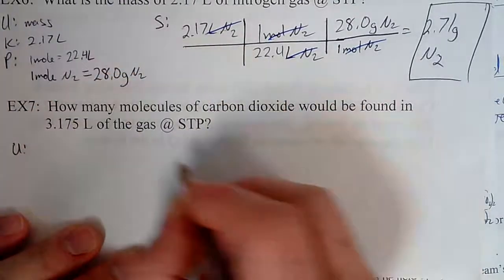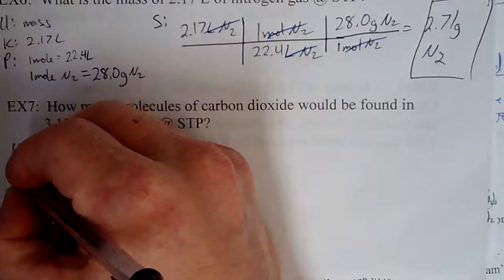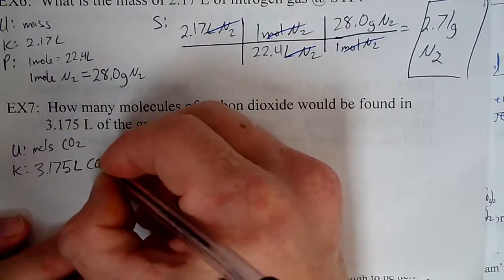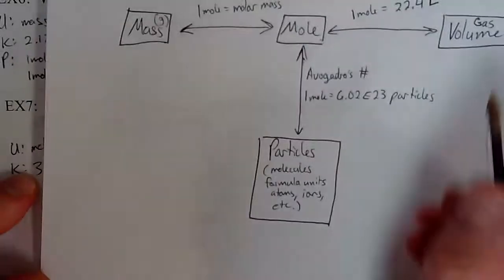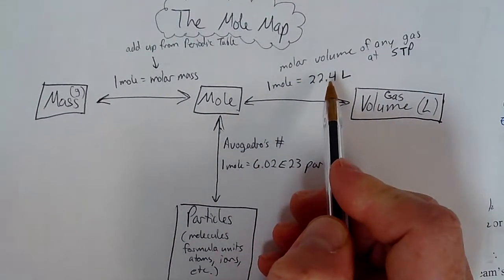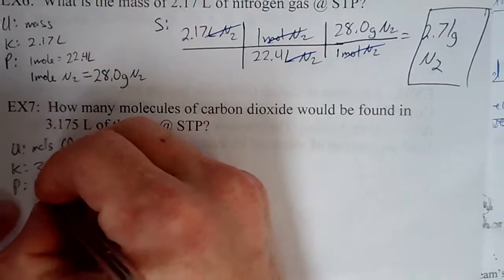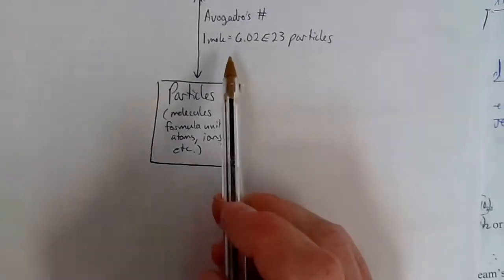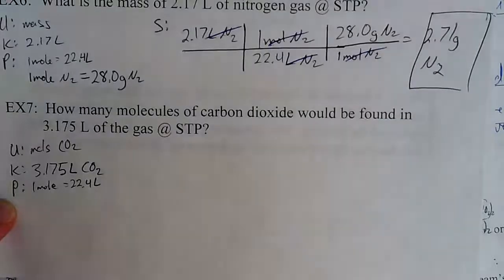All right. Unknown, we're going to molecules of carbon dioxide. We know that there's 3.175 liters of carbon dioxide. The plan, so first step to get away from liters. What is this thing called again? 1 mole equals 22.4 liters. Molar volume. We're going to use molar volume. 1 mole equals 22.4 liters. And then to get from moles to particles, we use Avogadro's number.